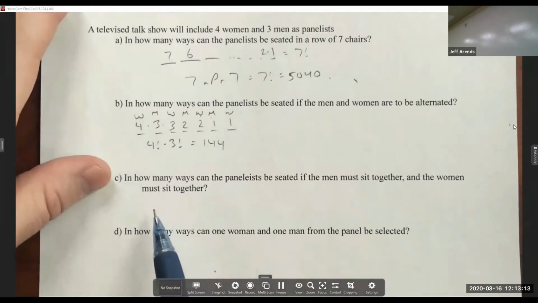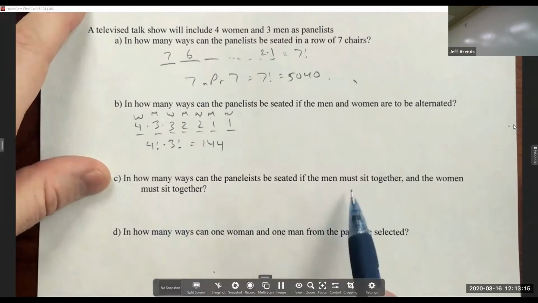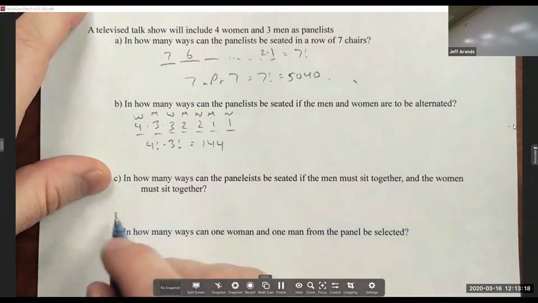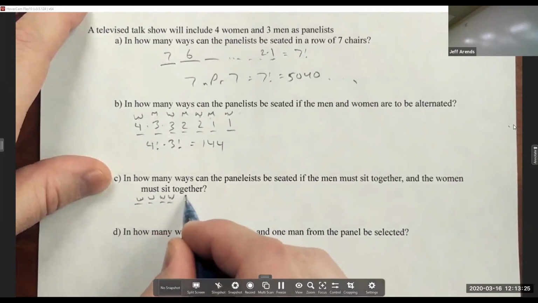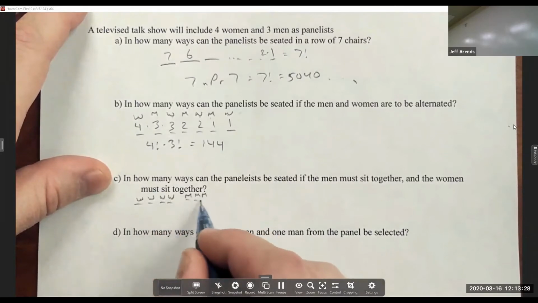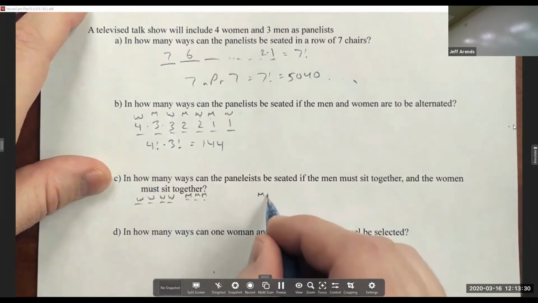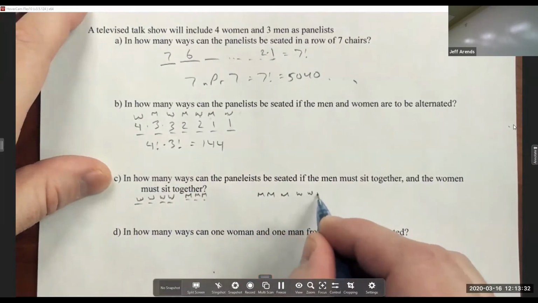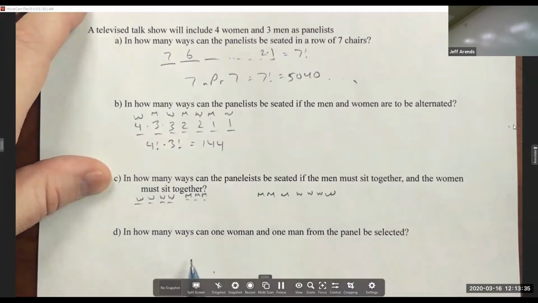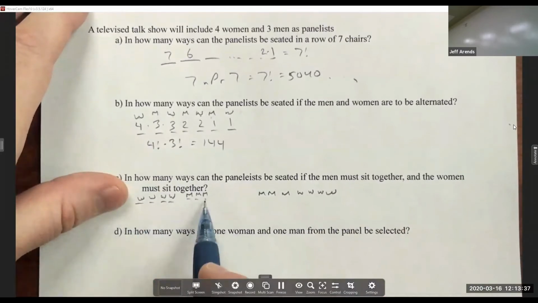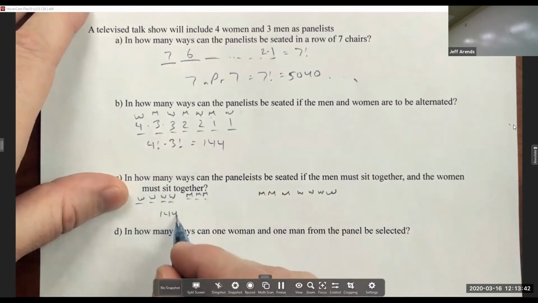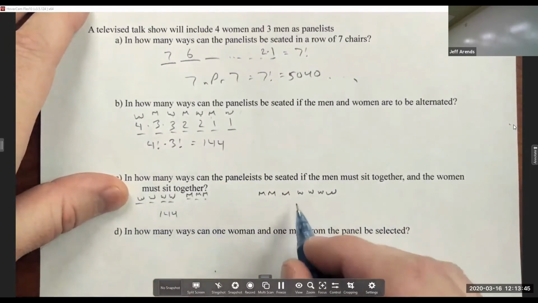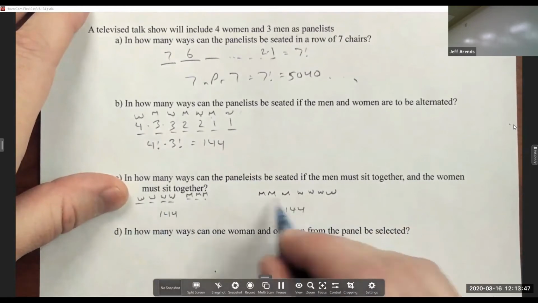All right, and how many ways can the panelists be seated if the men must be seated together and the women must be seated together? So let's think about how this could go. We could go all the women and then all the men. Or I suppose we could have done all the men and then all the women. The number of ways this can happen is the exact same question as what we just saw. There's going to be 144 ways if we do all the women and then all the men. There's also going to be 144 ways if we do all the men, then all the women.